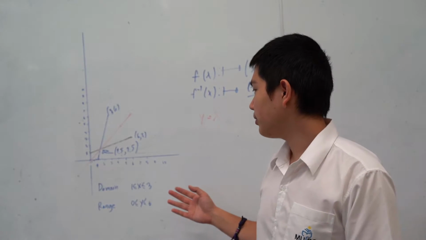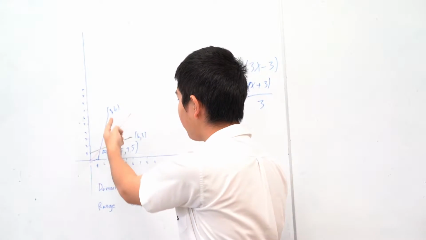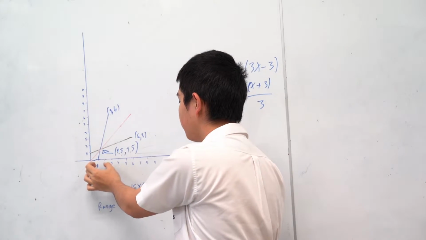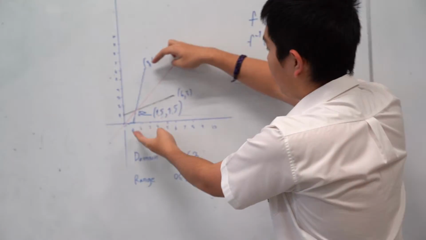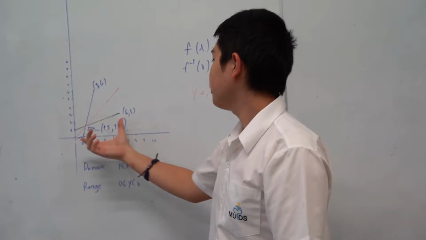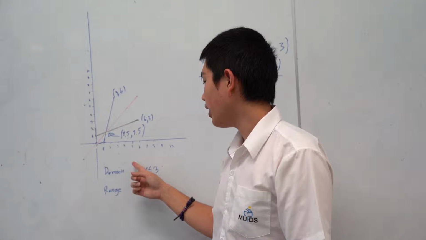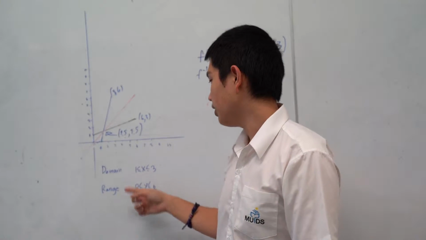For the domain and range of this graph, as you can see, the domain is from 1 to 3. This is the range, and the range of f(x) is from 0 to 6. And for the inverse, the range of the inverse is going to be the domain of the normal graph, and the domain of the inverse graph is going to be the range of the normal graph.